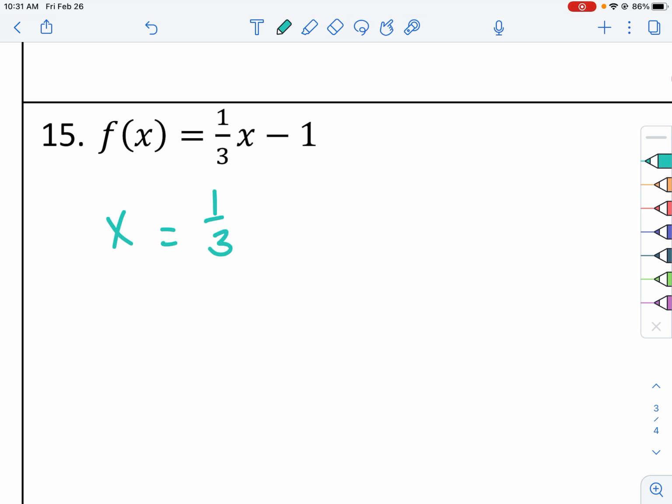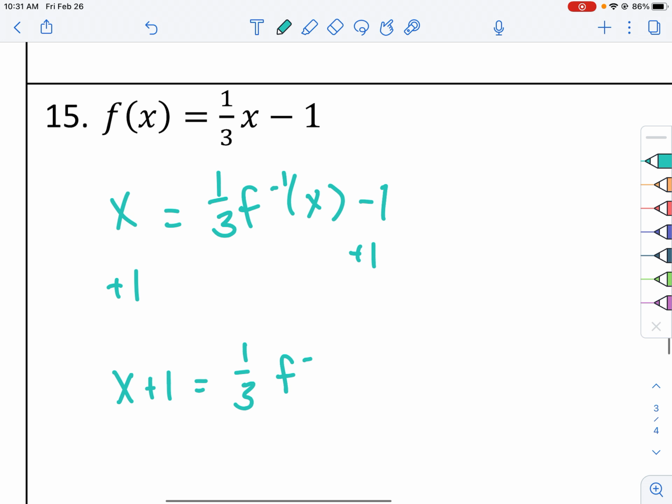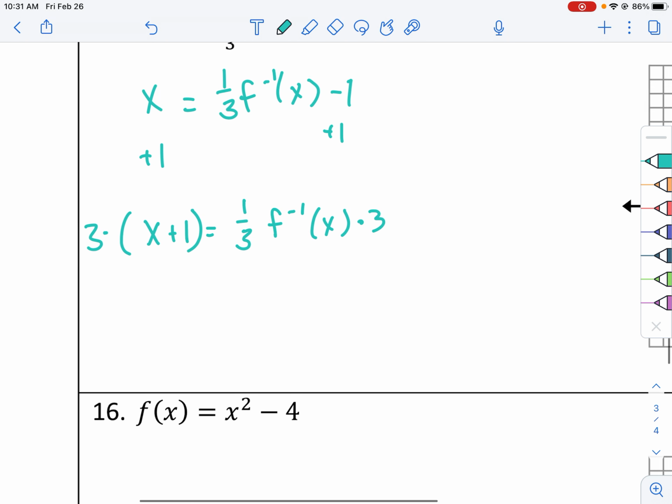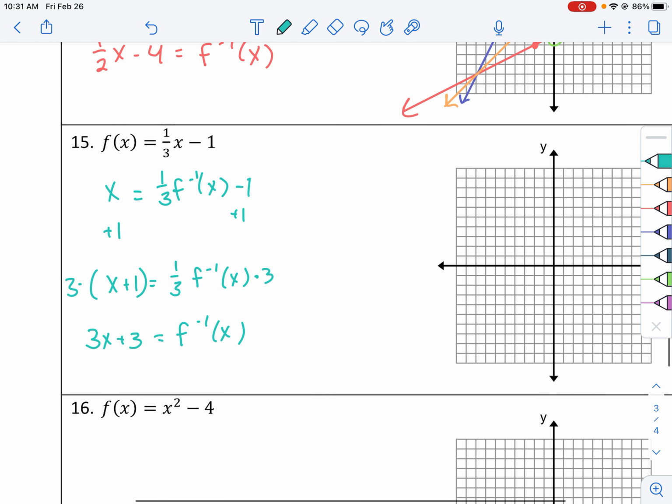So we flip the x and y. F inverse of x minus 1. You add the 1 to the other side. You get x plus 1 is equal to the 1/3 f inverse of x. Multiply both sides by 3. All right, probably easy to distribute that 3 into here. So it's 3x plus 3 is equal to f inverse of x.